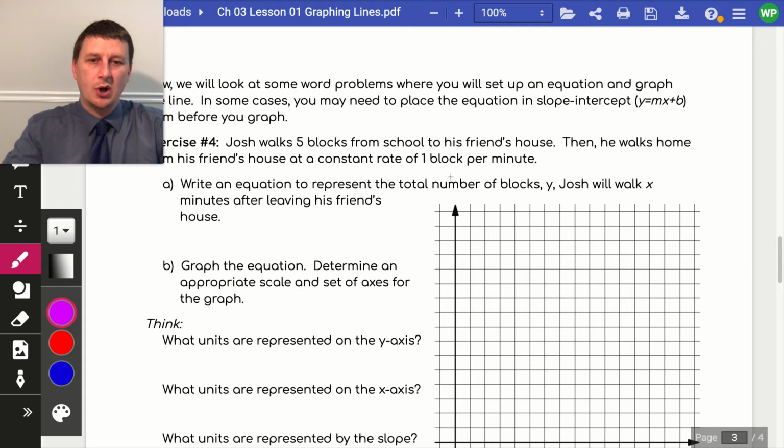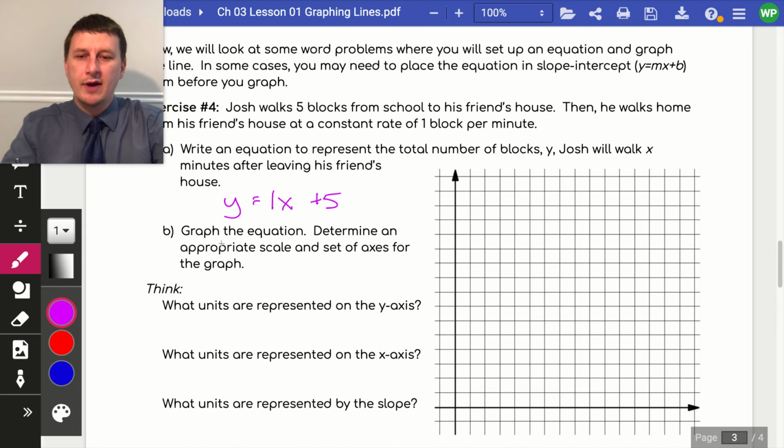Okay, so total number of blocks is all the blocks he's walked so far. So we have to include that 5 blocks that he started with. So he started with 5 blocks. And then after he left his friend's house, he walked home at a rate of 1 block per minute. So that would be our rate of change, our slope. So we have y equals 1x plus 5. This would represent the total number of blocks Josh will walk x minutes after leaving his friend's house.